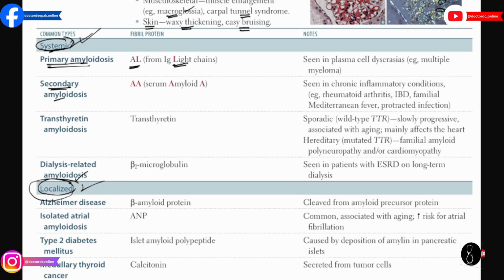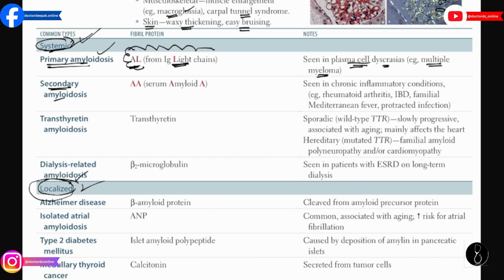So the question is, from where these abnormal proteins are coming? So basically, if a person has the plasma cell dyscrasia, it is a type of cancer. It is a type of plasma cell cancer, which is called multiple myeloma. Multiple myeloma is a disorder of blood. It is a cancer of plasma cell, which is also called plasma cell dyscrasia. So when there is a cancer of plasma cell, then those plasma cells are going to produce more IgG light chain, and these IgG light chains are going to be deposited in our body in the extracellular space, which is called primary amyloidosis.